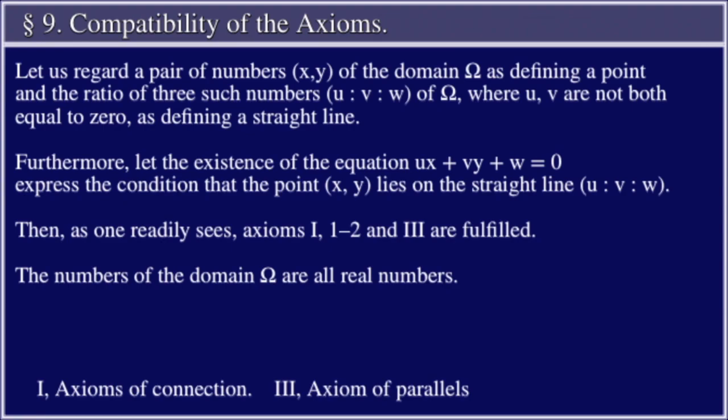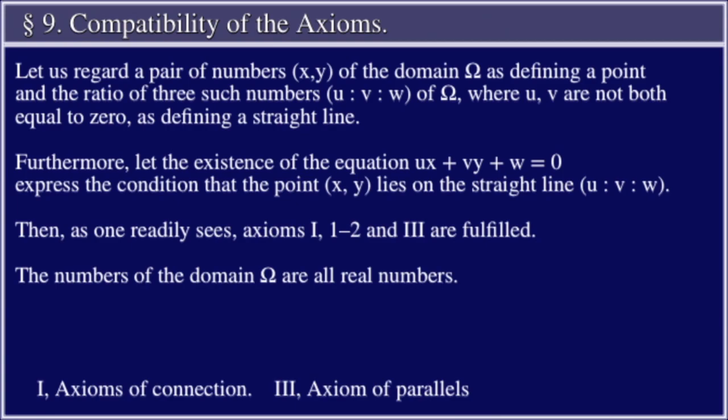Let us regard a pair of numbers x, y of the domain omega as defining a point, and the ratio of 3 such numbers u, v, and w of omega, where u, v are both not equal to 0, as defining a straight line. Furthermore, let the existence of the equation ux plus vy plus w equals 0 express the condition that the point x, y lies on the line u, v, w. Then, as one readily sees, axioms 1, 1 through 2, and 3 are fulfilled.